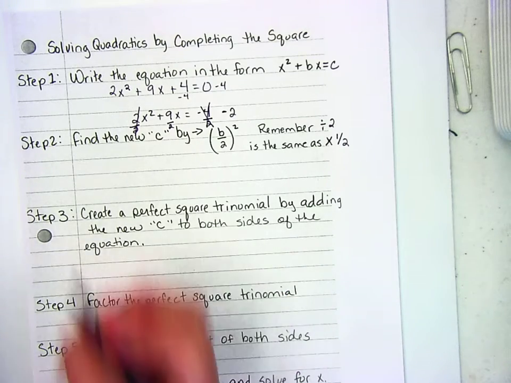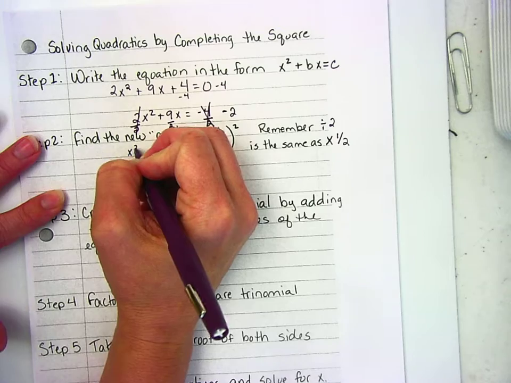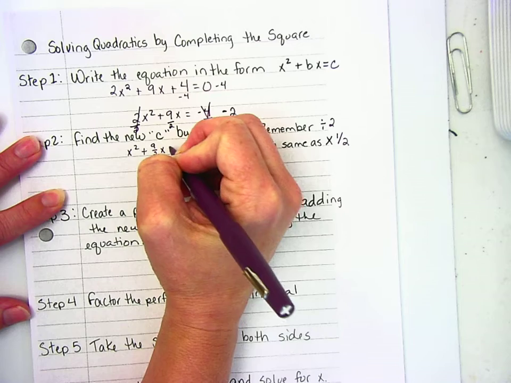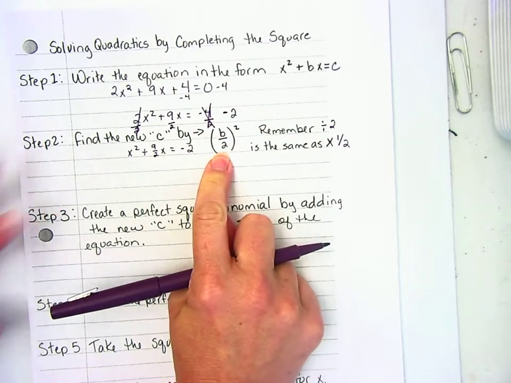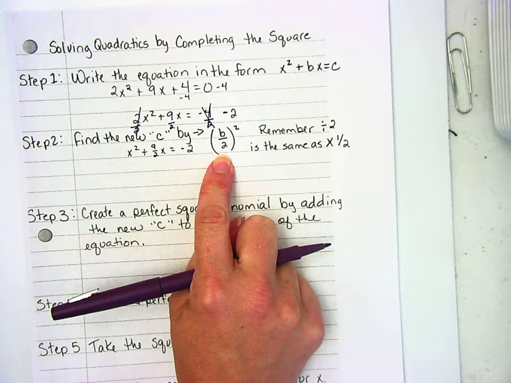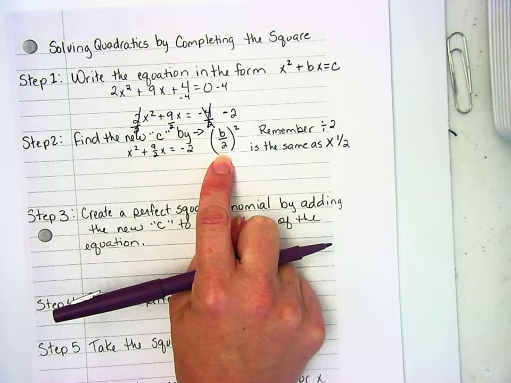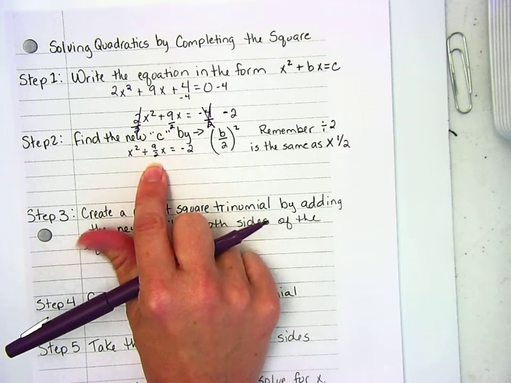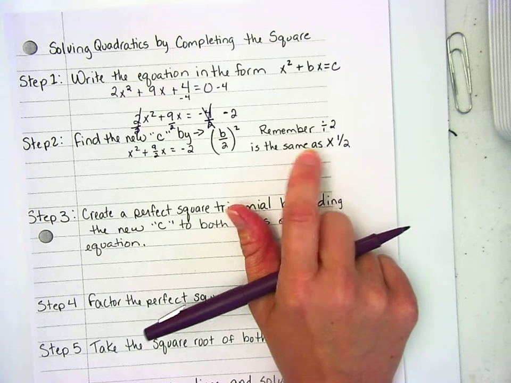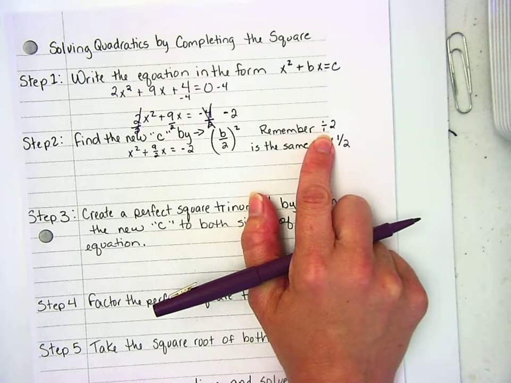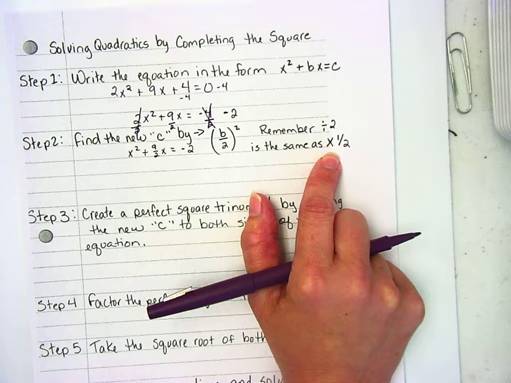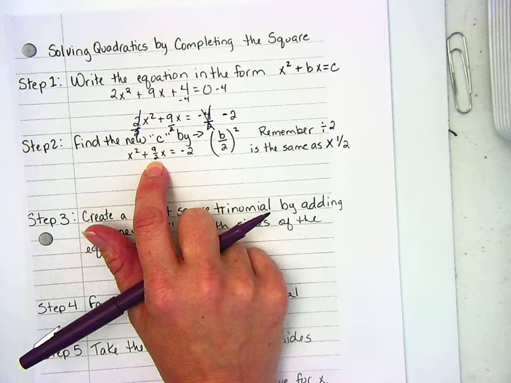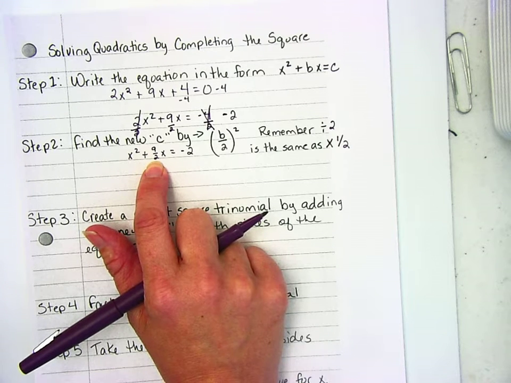So now I'm going to rewrite my equation: x squared plus 9 over 2x equals negative 2. Okay, now I need to find my new c, and this is going to help me create that perfect square trinomial. In order to find that new c, I need to take my b, divide it by 2, and square it. Now, something I need you guys to remember: if I'm dividing something by 2, that's the same as multiplying by 1/2.